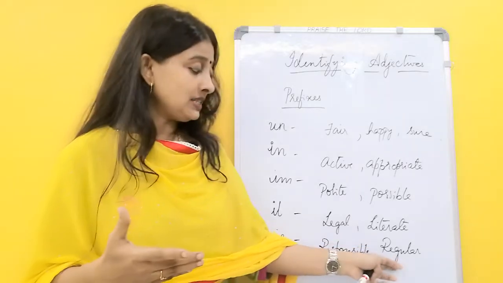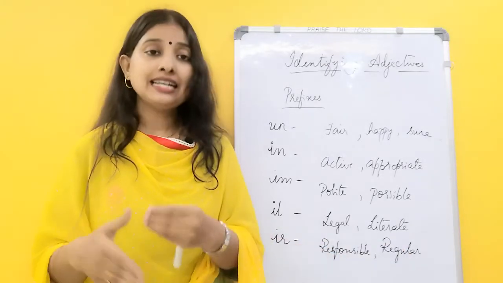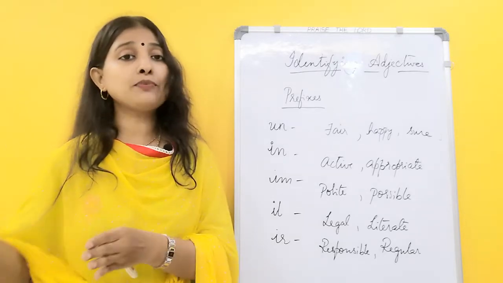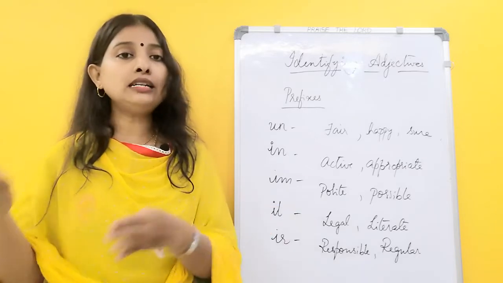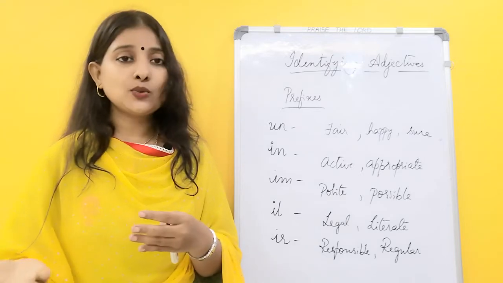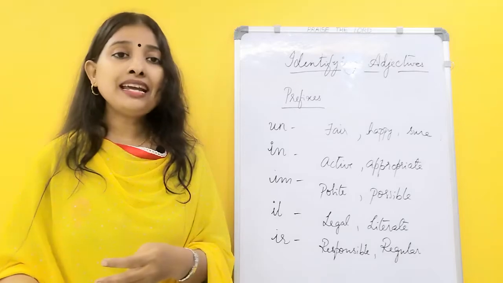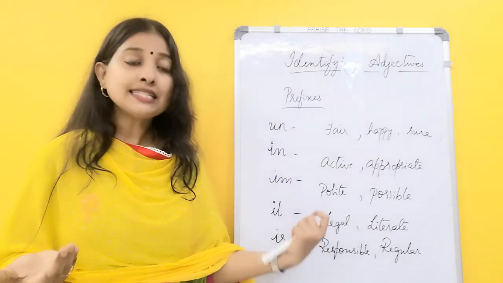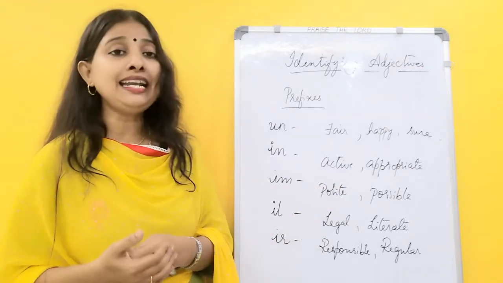Similarly, regular. And the opposite, when you add a prefix, it becomes irregular. Not doing something regularly, doing it irregularly, or at irregular intervals. Irregular attendance, we can say. Students not attending the classes regularly means they are being irregular, right? So all these are prefixes added to words, and they are nothing but again adjectives.